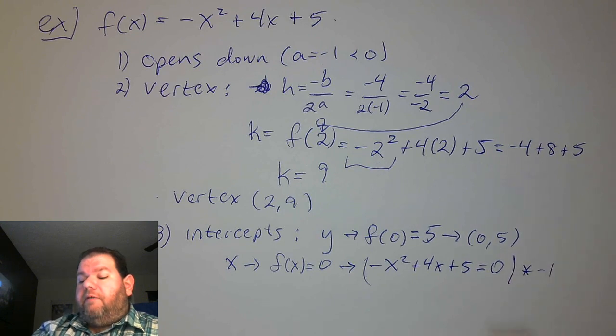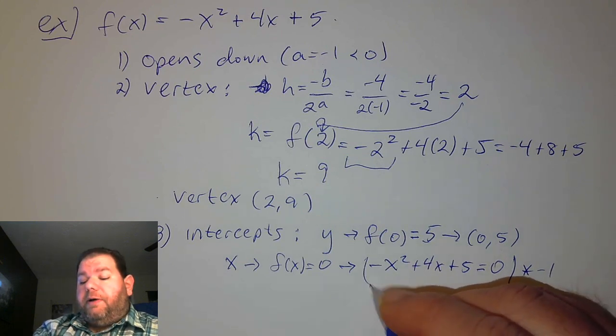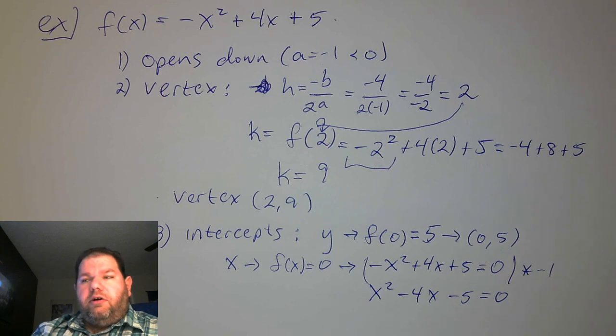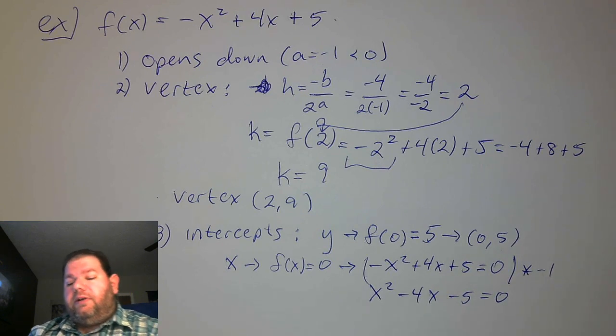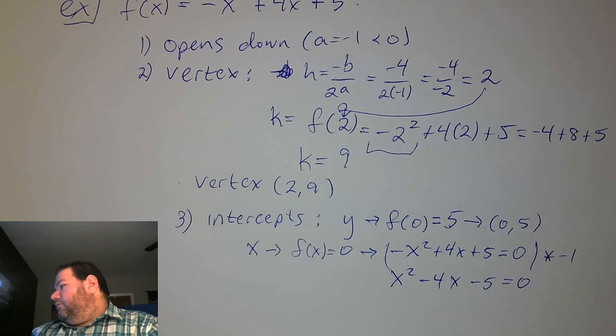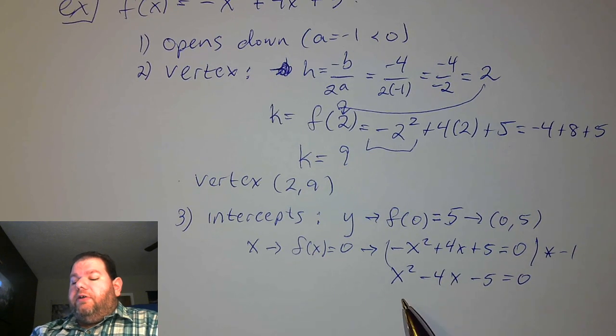Now, because we have a negative x squared here, I'm just going to multiply everything by negative 1, and that'll make everything positive. And we want to make sure x squared is positive when we factor. That way, our method of factoring actually works. So how do we factor x squared minus 4x minus 5?